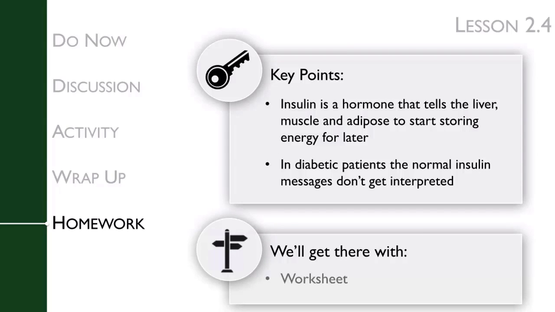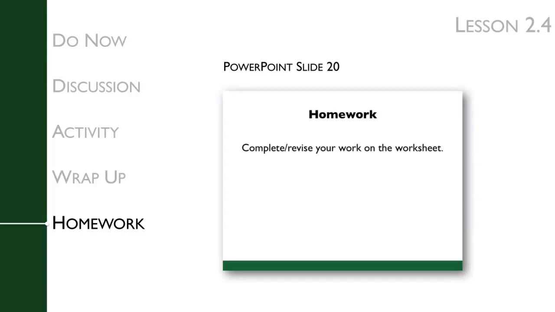We'll get there by asking students to complete the second half of the activity worksheet. In the worksheet, students will be asked to label an image with the metabolic processes that are turned on when a diabetic person has just eaten a meal. We will review these answers to the homework as the Do Now in Lesson 2.5.